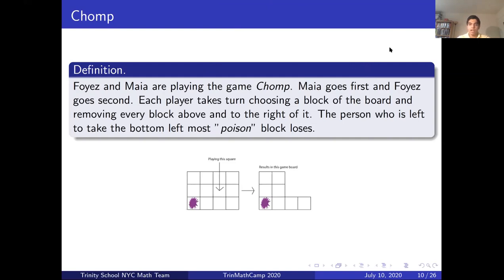Can you take more than one block at a time? Yeah, technically. Look at this picture here, and look at this scenario. Let's say Maia is taking a move. She's the first player, and she chooses to take this block here where my cursor is. In this move, she's going to remove this block, this block, this block, this block, because she's removing every block above and to the right. So that includes everything in this whole region. That's the whole idea.